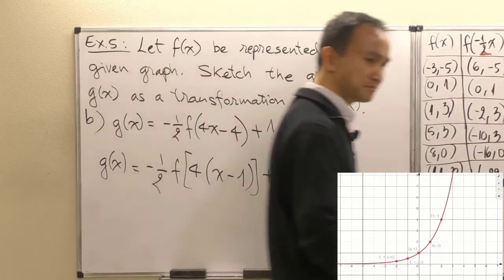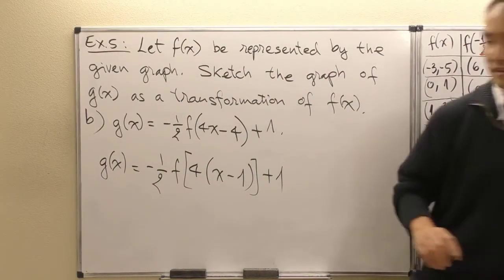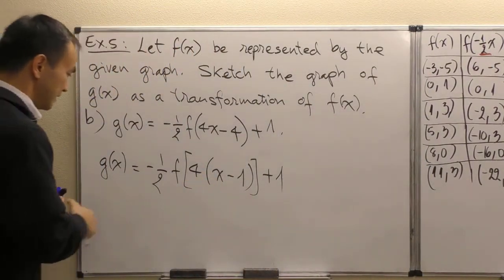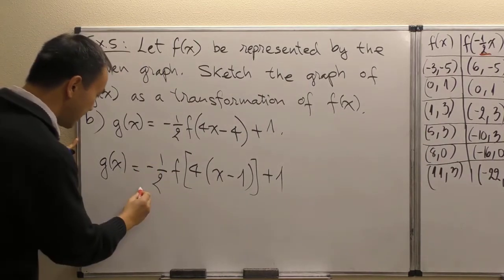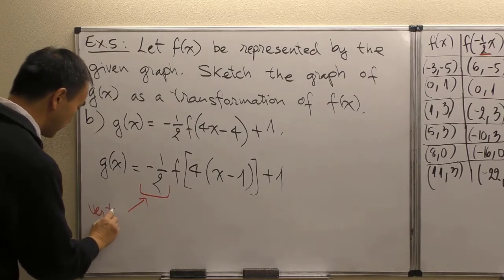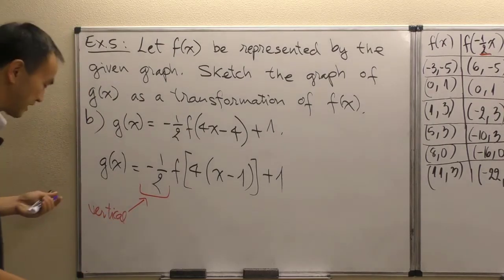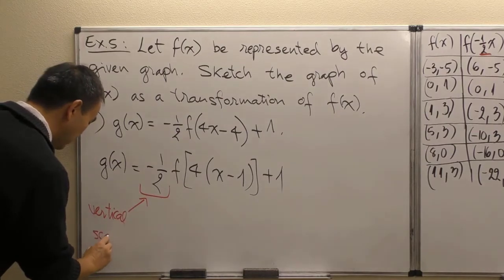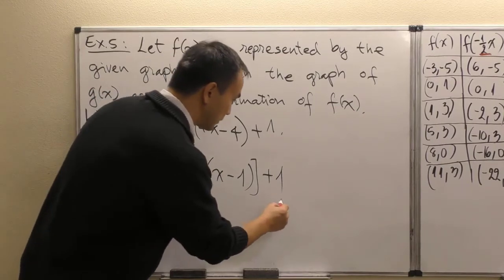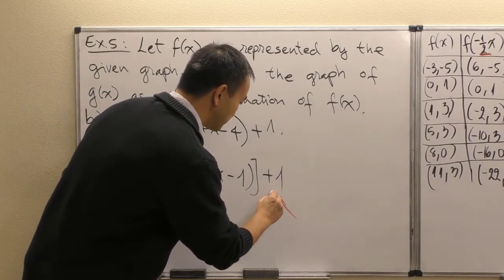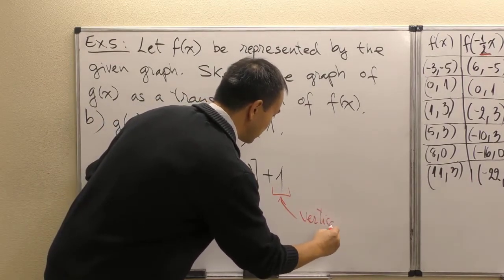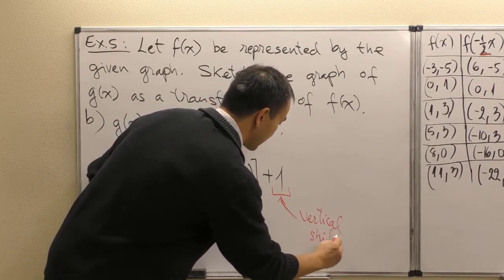Now, allow me to turn off the graph here because I need more space to write my work. This value negative 1/2 will be responsible for some vertical scaling. We just sketch down what's to be expected. So vertical scaling will happen, and I am expecting a vertical shift, all right, so vertical shifting.